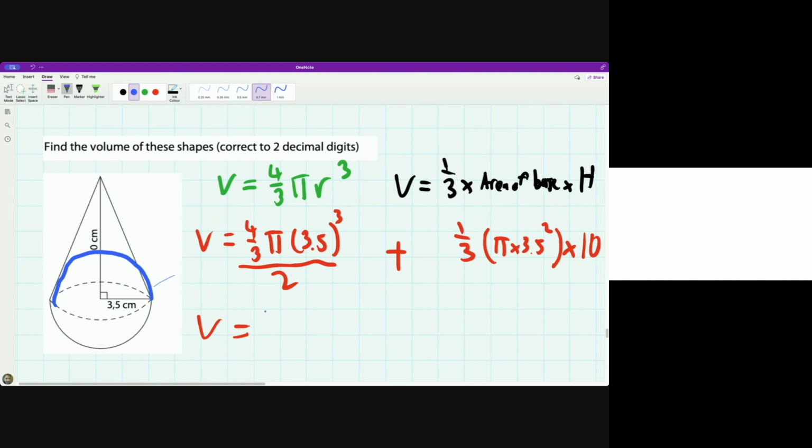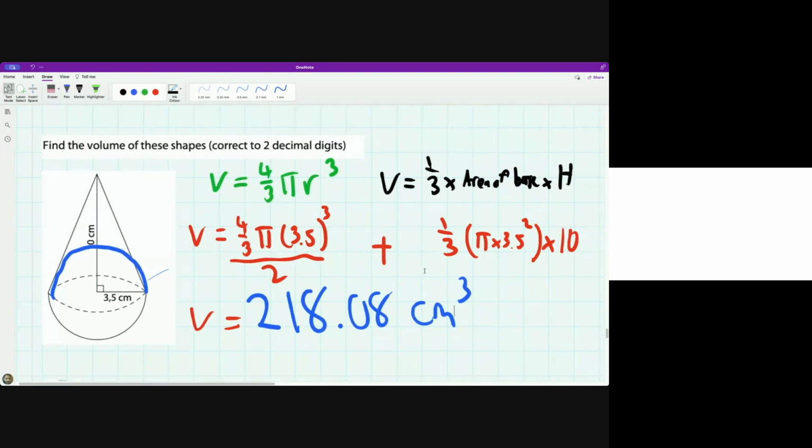I'd love to see someone else put their answer first in the chat there. Is anybody else getting 218.08 centimeters cubed? Okay, now before, we're not quite done. We're almost done. I promise I'll let you go in a moment.